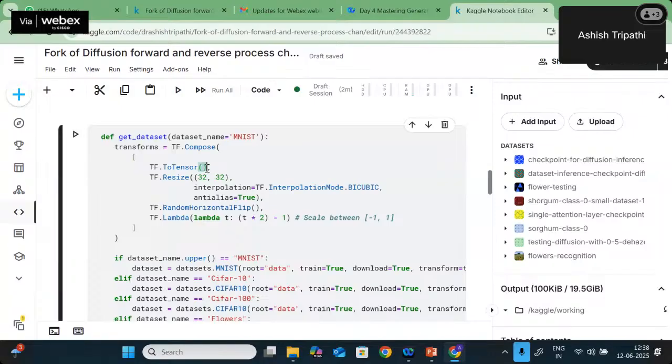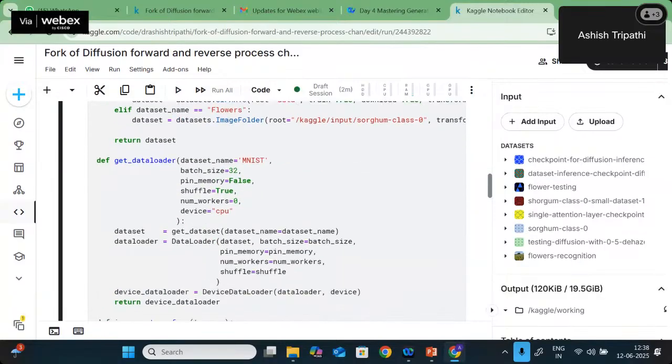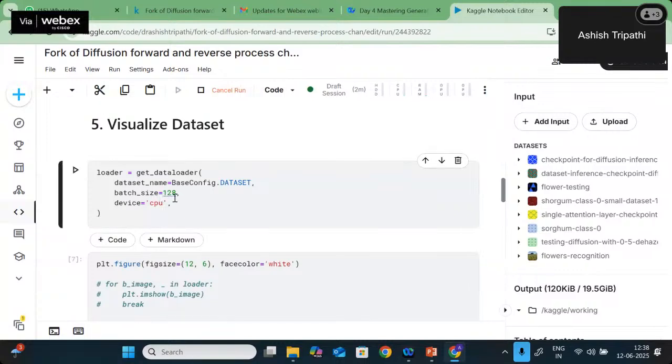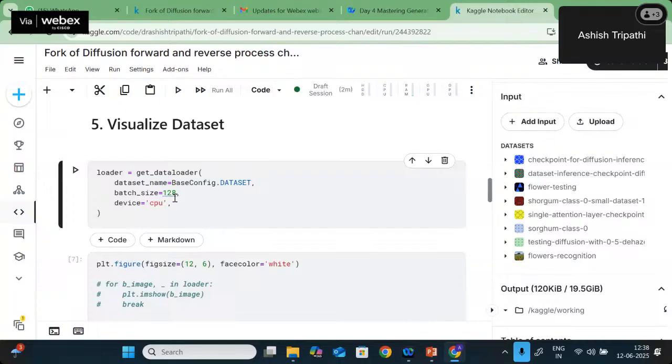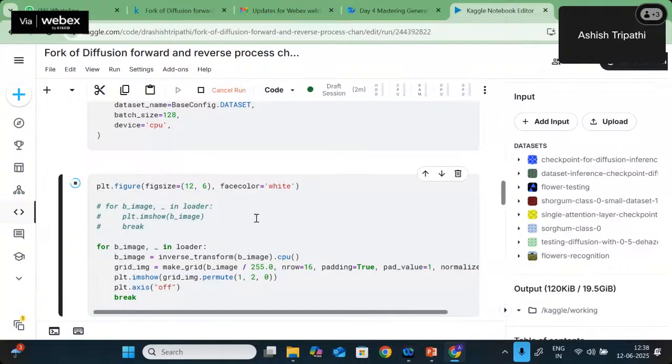Okay, getting the data set, you need to load the data set. I'm running cells one by one so that I can have the output, so that you can visualize how these diffusion models basically work. Data loader. This is just for visualizing. Batch size is 128, which tells you in how many batches you want to train. This is used to perform parallel processing, because I have the GPU access on Kaggle.